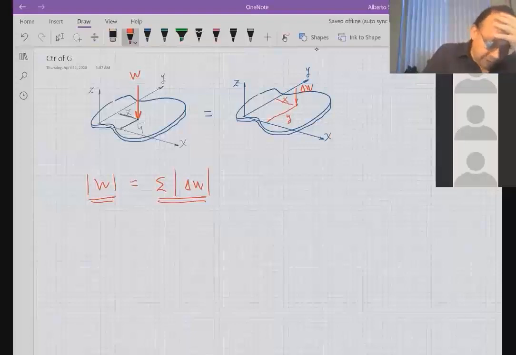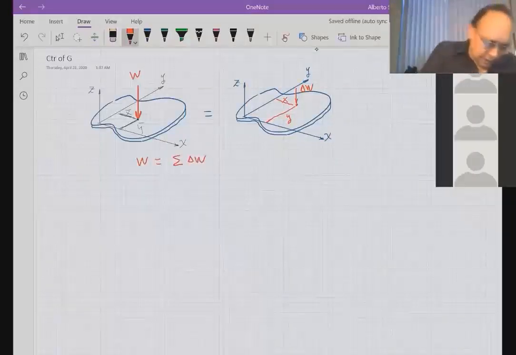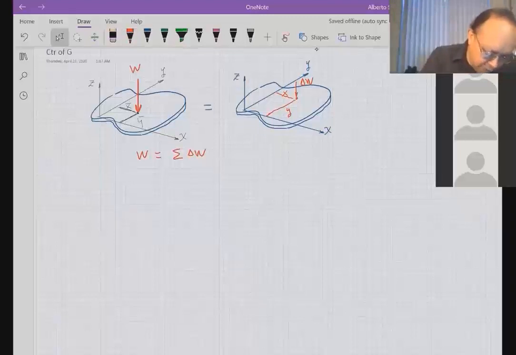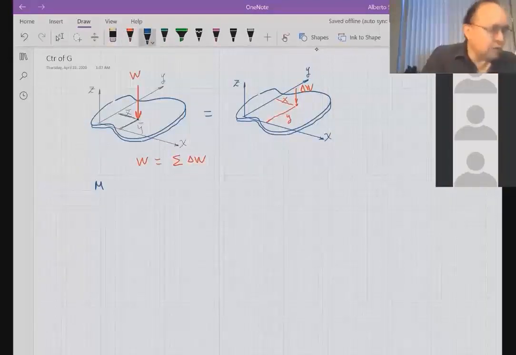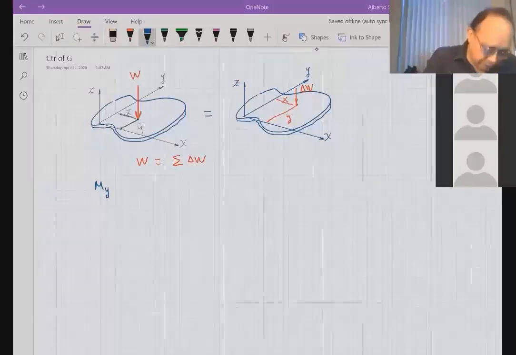So the system that I have here on the left meets this condition. The magnitude of the force has to be the same. And the other condition is, let's calculate the moment of the big W with respect to the x-axis, or let's do first with respect to the y-axis. The moment of the big W, the big weight, with respect to the y-axis is equal to the force times the distance.